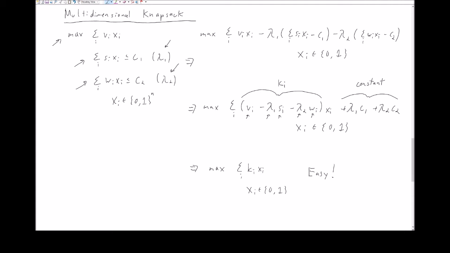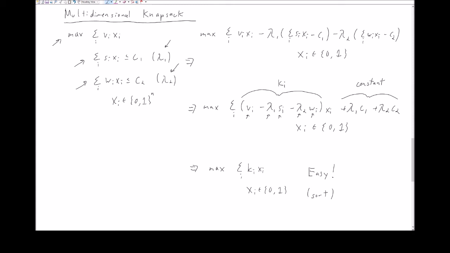This is an easy problem to solve because all we need to do is sort the ki values, and include all the positive ones in our knapsack. This is going to give us a Lagrangian relaxation solution. It's not necessarily going to be a feasible solution to our original knapsack problem, but that doesn't matter. All we care about is solving the Lagrangian relaxation. We'll see how to use the answers to these later.